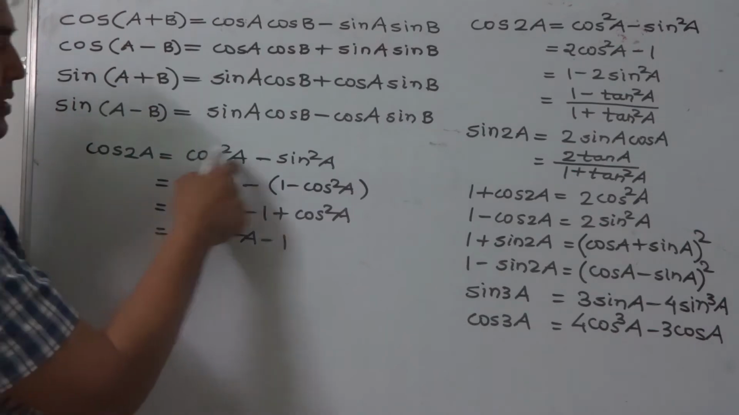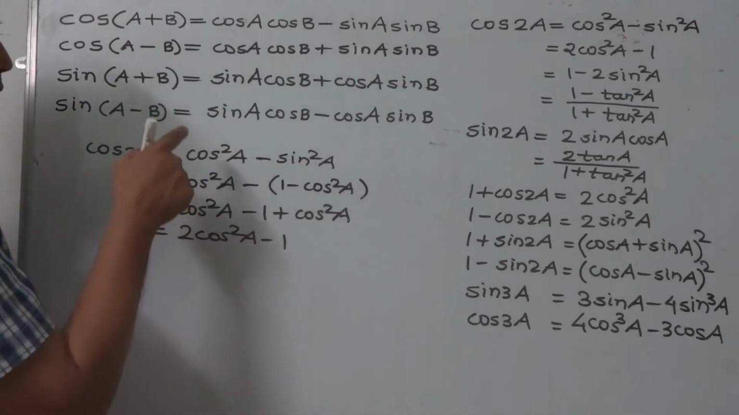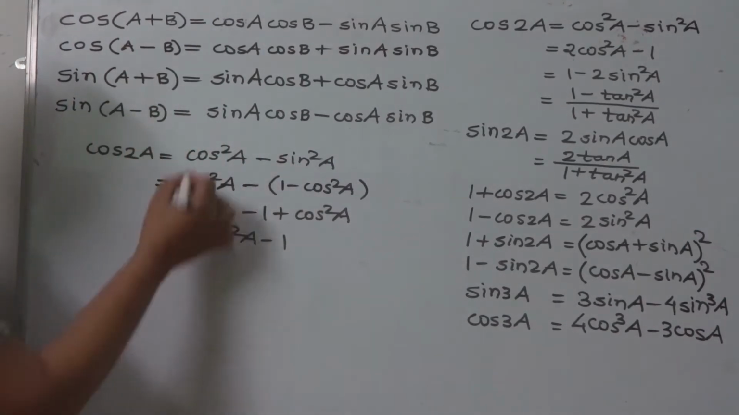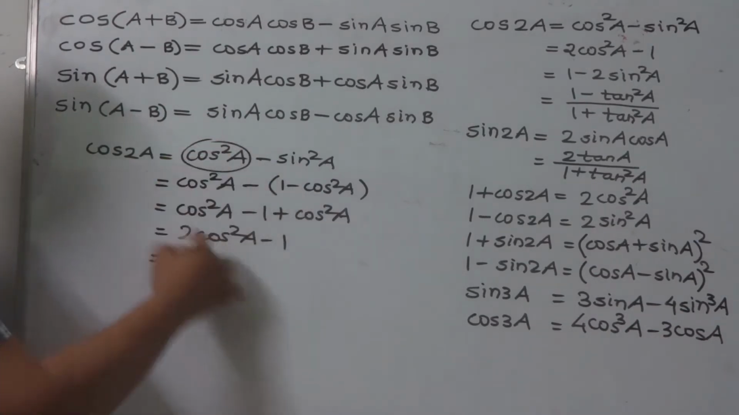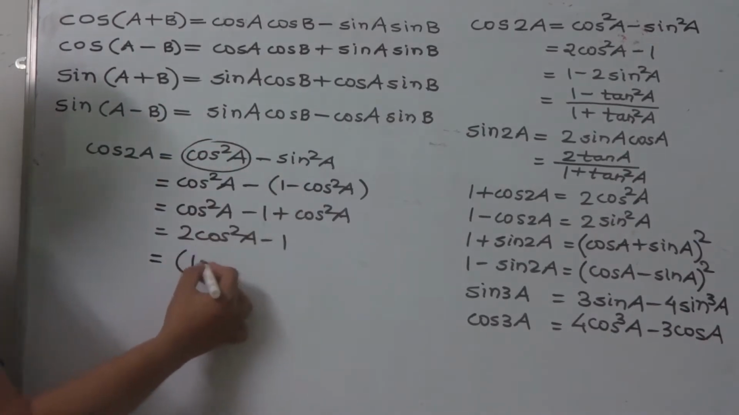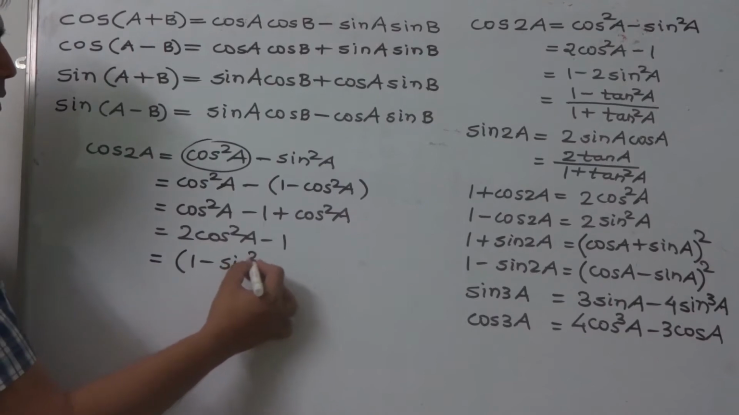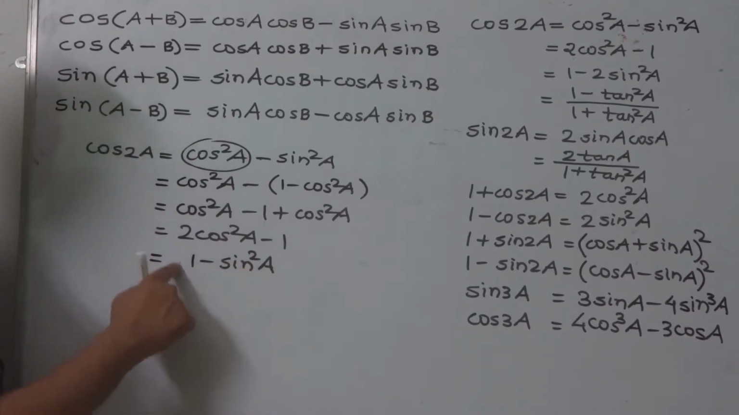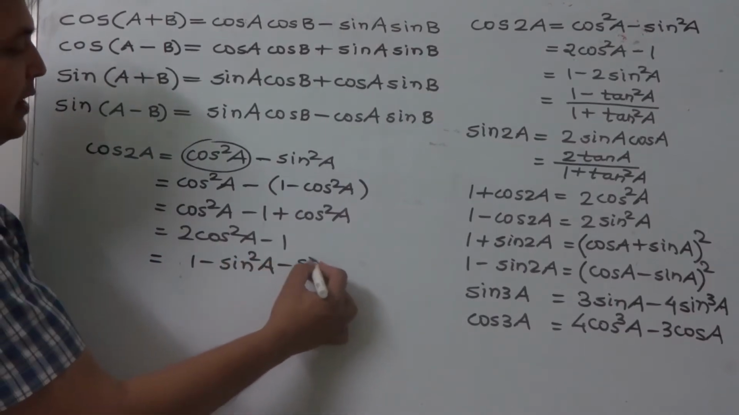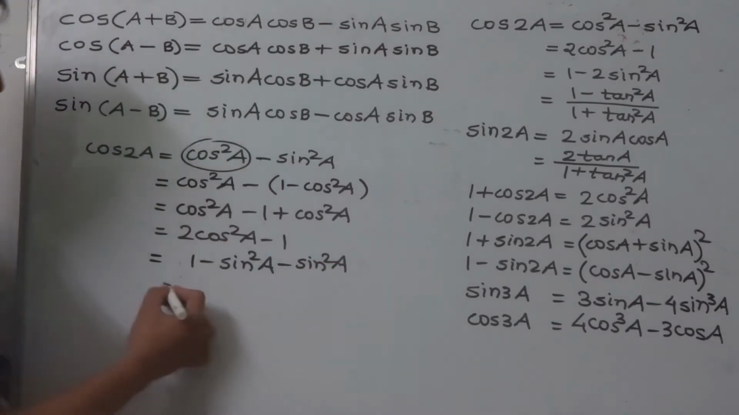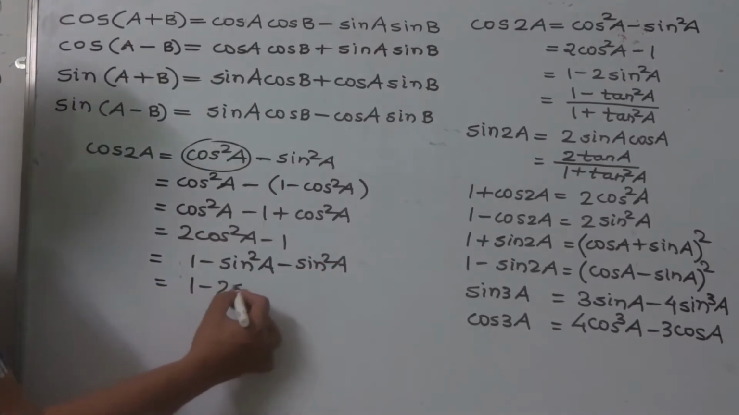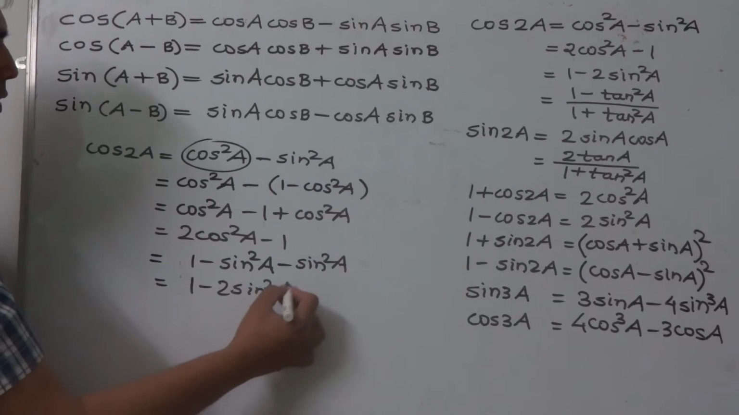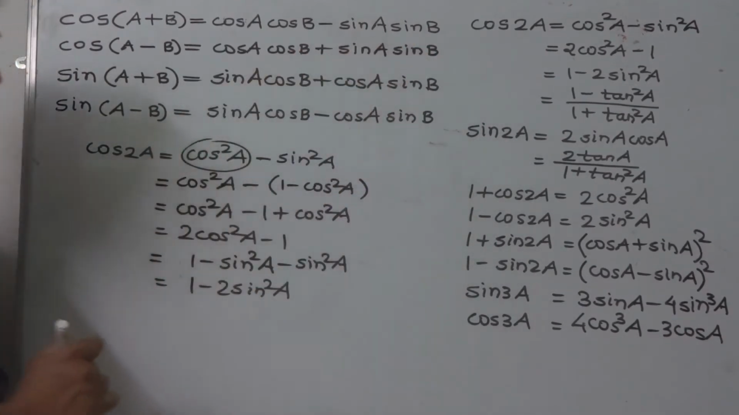Now students, in this identity, in place of cos square a we can also write 1 minus sin square a. Don't give the brackets here, minus sin square a, and this becomes 1 minus 2 times sin square a. This is the third formula.